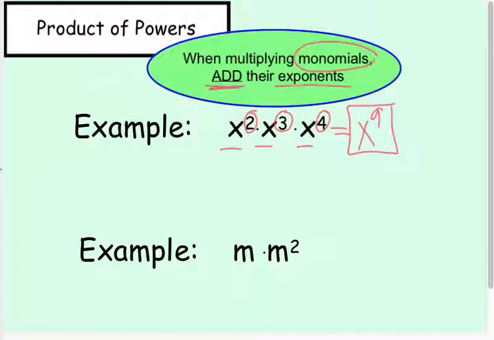Another example, I have m times m to the second. Well, this is really m to the first. So if I add 1 plus 2, I get m to the third. So that's product of powers.